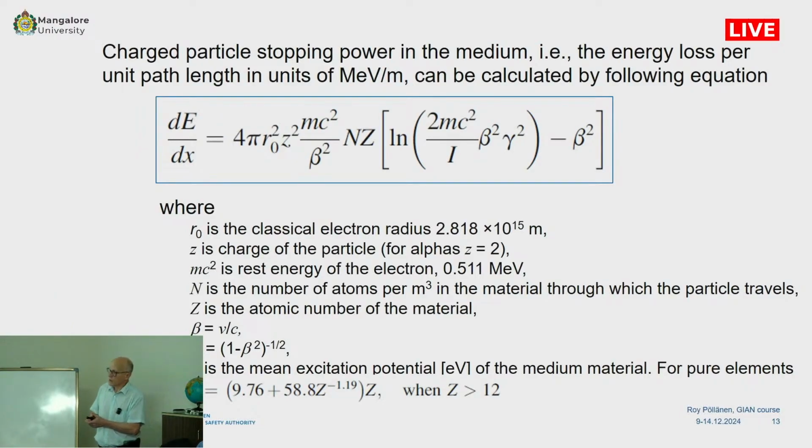So what is stopping power? It is the energy loss per unit path length. And in this case, it is expressed as units of megaelectron volts per meter. It can be calculated by using this equation. I will not go through these details. You can later check them. But the calculation is basically not very complicated.